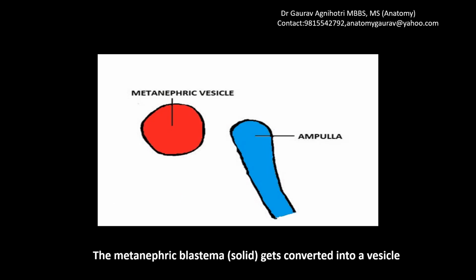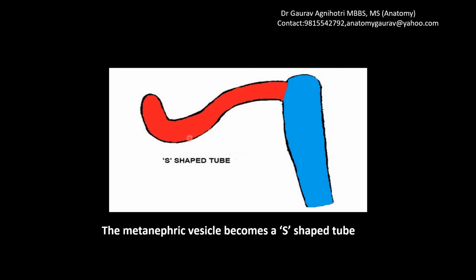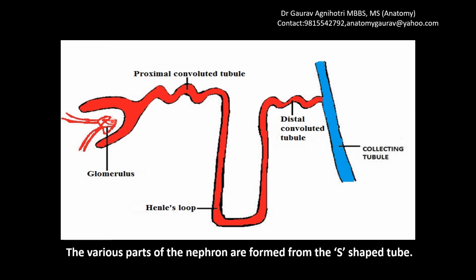The ampulla also induces the metanephric tissue, which is initially present as metanephric blastema. When this metanephric blastema gets induced by the ampulla, it becomes a metanephric vesicle. This vesicle assumes the shape of an S-shaped tube. The distal end of the tube gets invaginated by capillaries, and this leads to the formation of the glomerulus, and the various parts of the nephron are formed from the S-shaped tube.